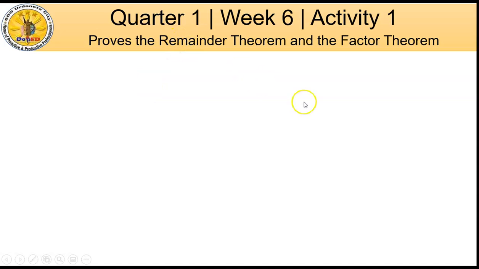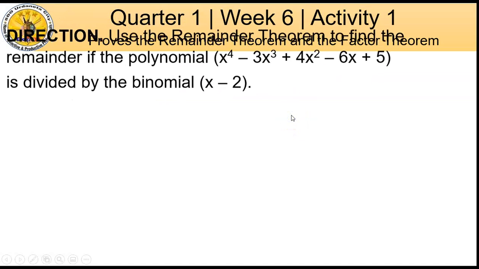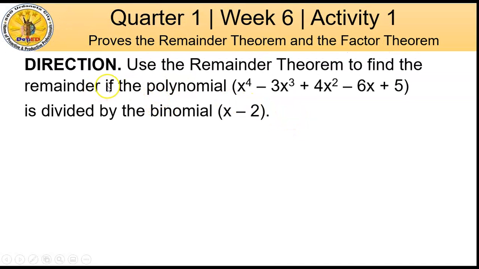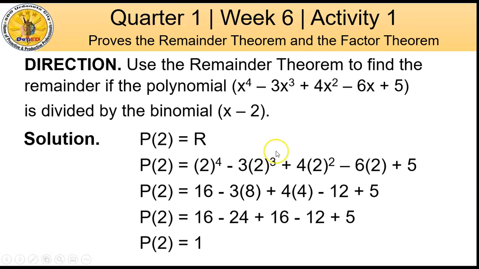Now, for our first activity, so for the direction, use the remainder theorem to find the remainder if the polynomial x raised to 4 minus 3x cubed plus 4x squared minus 6x plus 5 is divided by the binomial x minus 2. So, kahit ano, gagamitin natin for the solution. Kaya lang, gamitin natin ay remainder theorem.